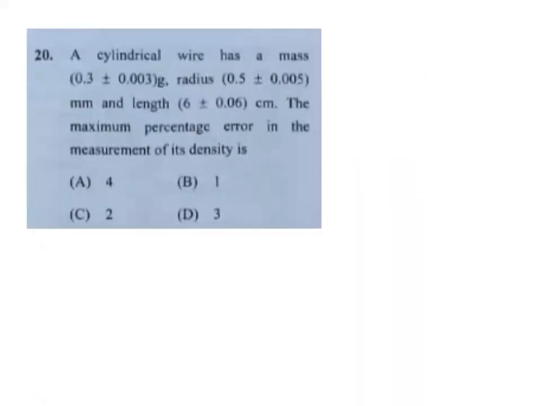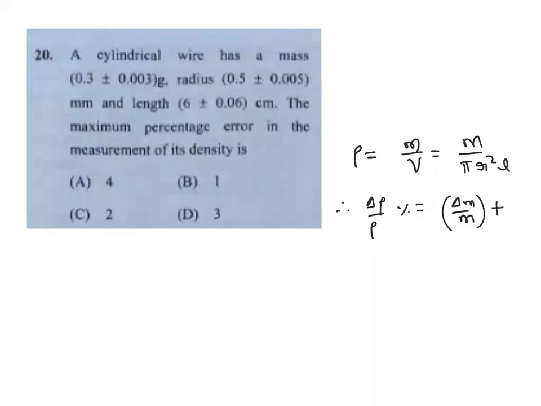Okay, look at the next problem. A cylindrical wire has the mass of 0.3 plus or minus 0.003 grams. The radius is given, something like that. At that time, what is the maximum percentage error? As you know, the density rho equal to mass divided by the volume of the cylinder, that is mass divided by pi r square L. So the percentage error, delta rho divided by rho, must be equal to delta m divided by m plus 2 times delta r divided by r plus delta L divided by L.